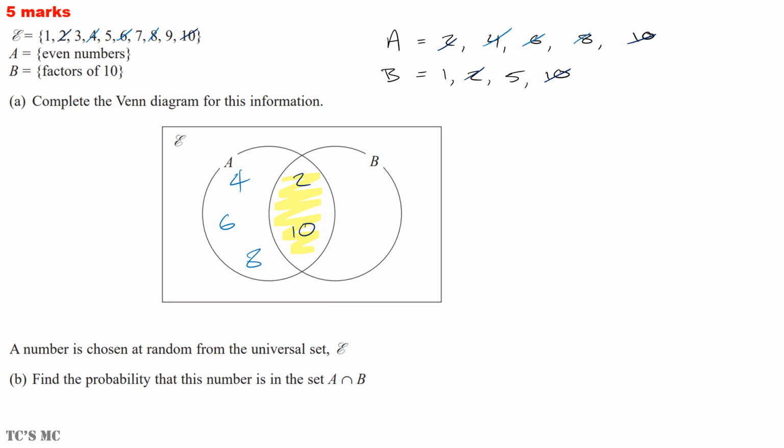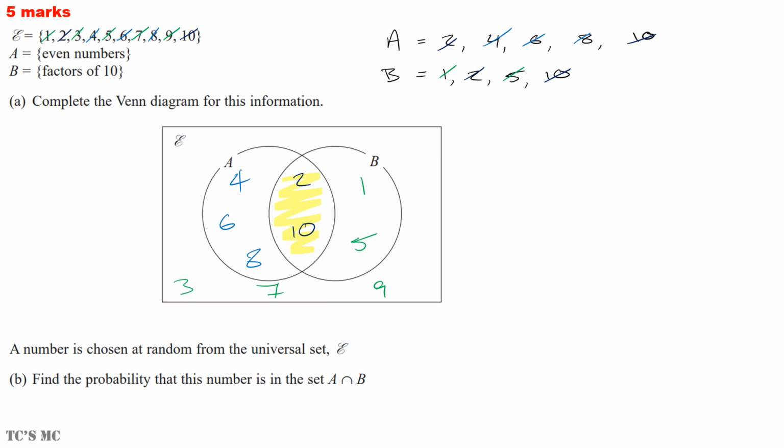The numbers in set B are 1 and 5. Cross them out, and cross them out from the universal set. We also need to write the numbers that are not in set A and are not in set B. That is 3, 7, and 9. So that's 3, 7, and 9. Now we have our third mark for completing the Venn diagram.